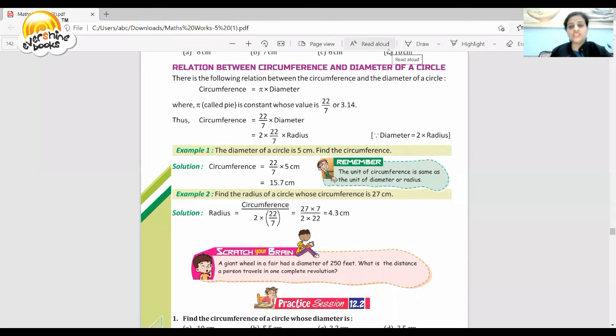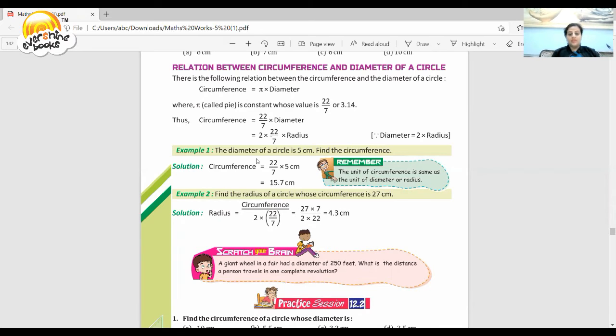So, the relation between circumference and diameter of a circle is: circumference is pi into diameter. It is called pi, where pi is a constant whose value is 22 upon 7. When it is asked, you have to multiply with 3.14, or you have to multiply by 22 upon 7. So it is 2 into 22 upon 7 into radius, which equals the diameter.